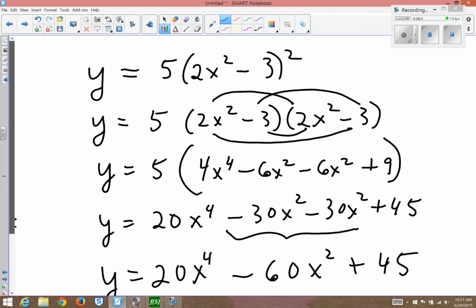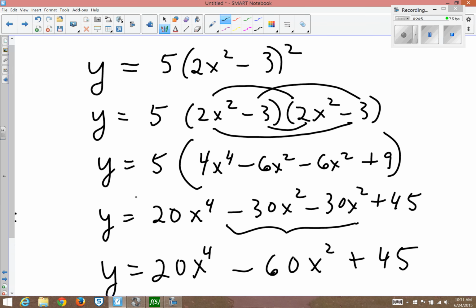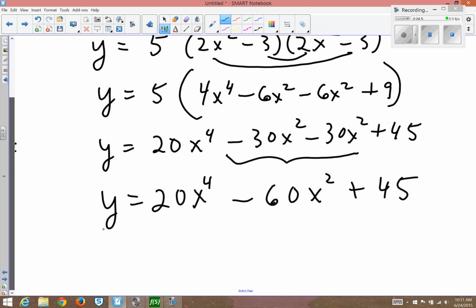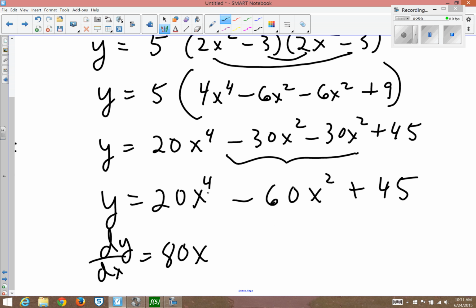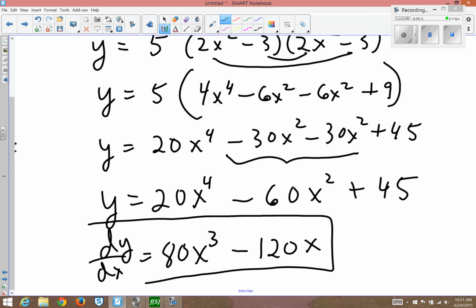So now that all of this algebra is done, rewriting the given function, the derivative of y with respect to x is this 4 times this 20 times x to the third, this 2 times this negative 60, times this x to the first, plus 0, because the derivative of 45 is 0. And we're done.